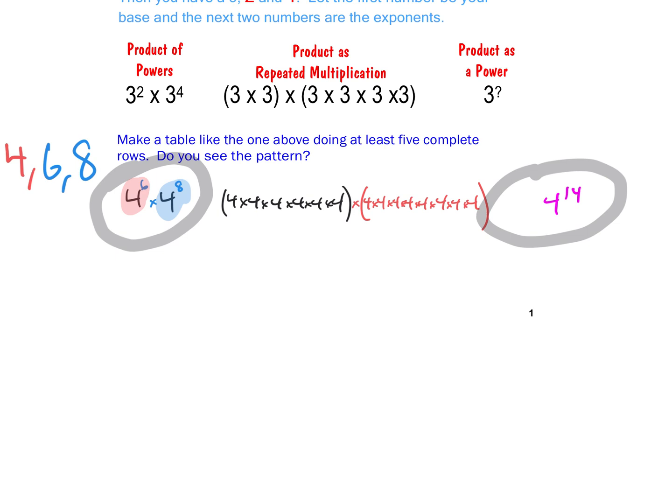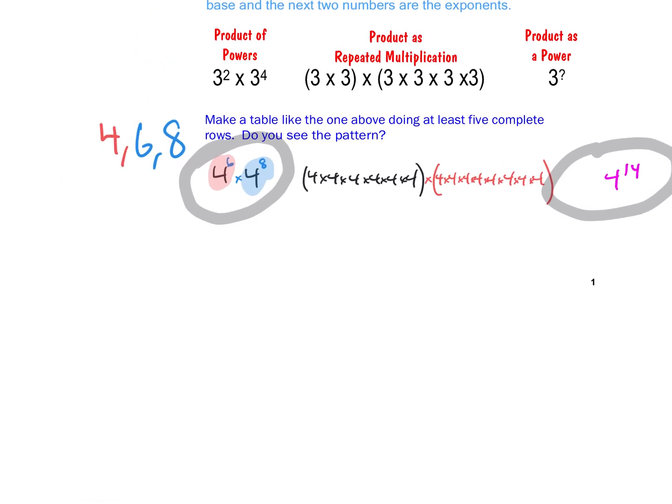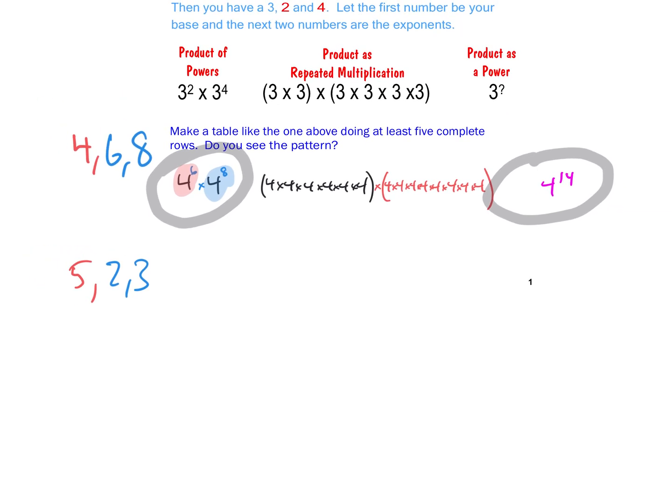All right, let's try it again. So this time, instead of 4, 6, and 8, give me another number from, let's say, 1 to 9. 5? Let's make the numbers a little smaller. Give me numbers from 1 to 6. 2, and the next number? 3. Sweet. All right, so this time our base is 5, and our exponents are 2 and 3.